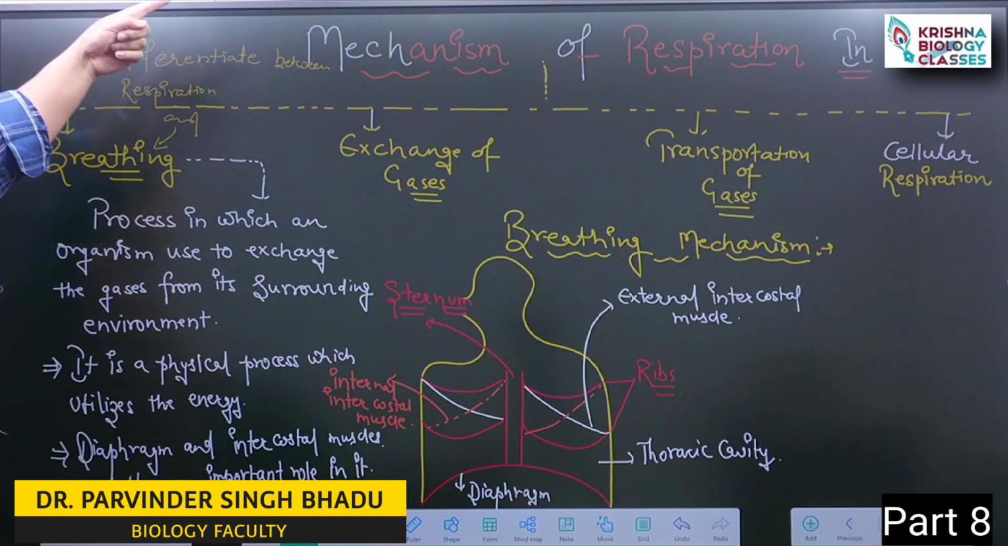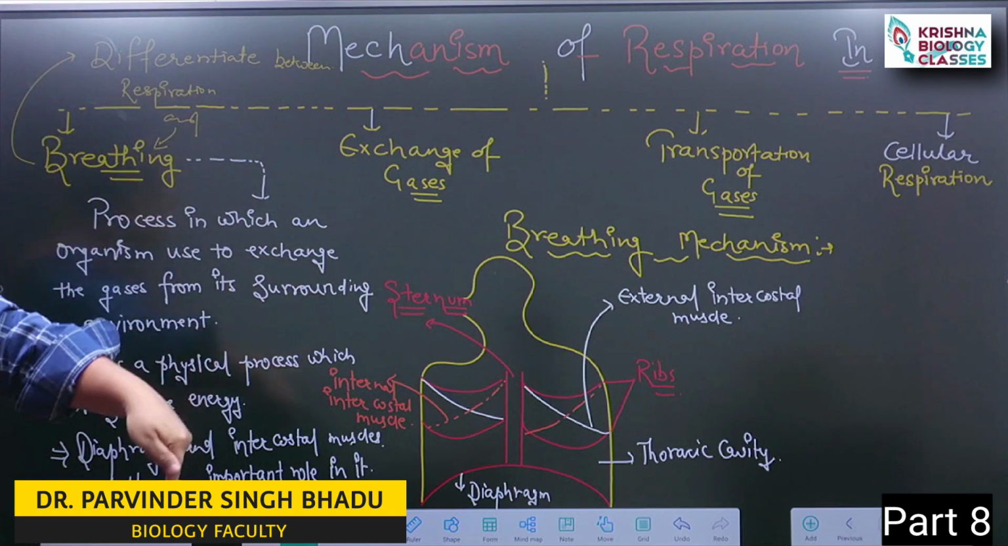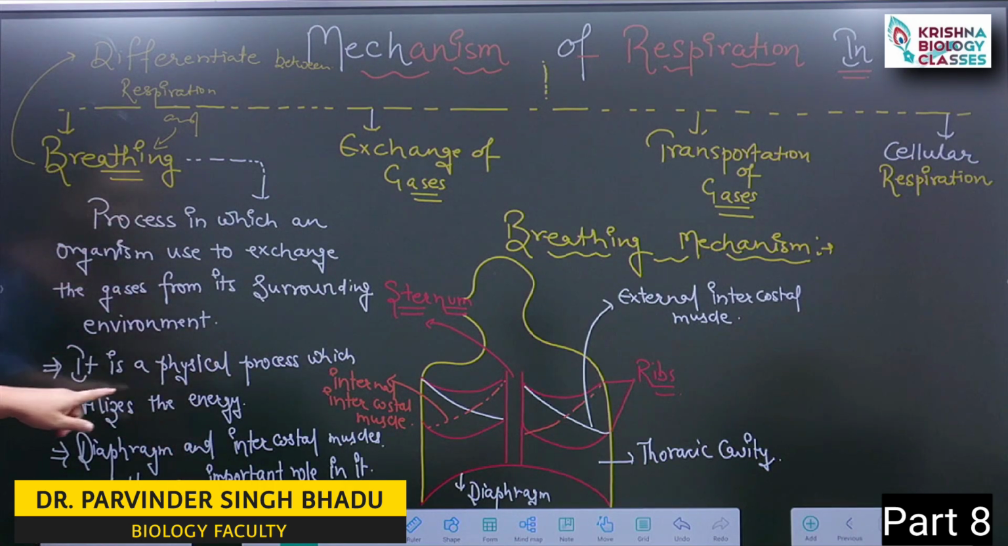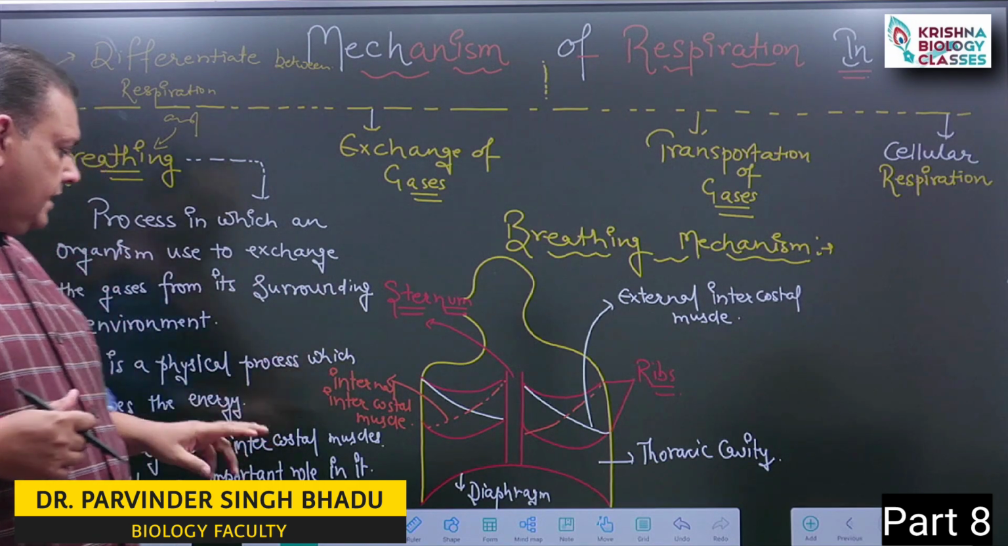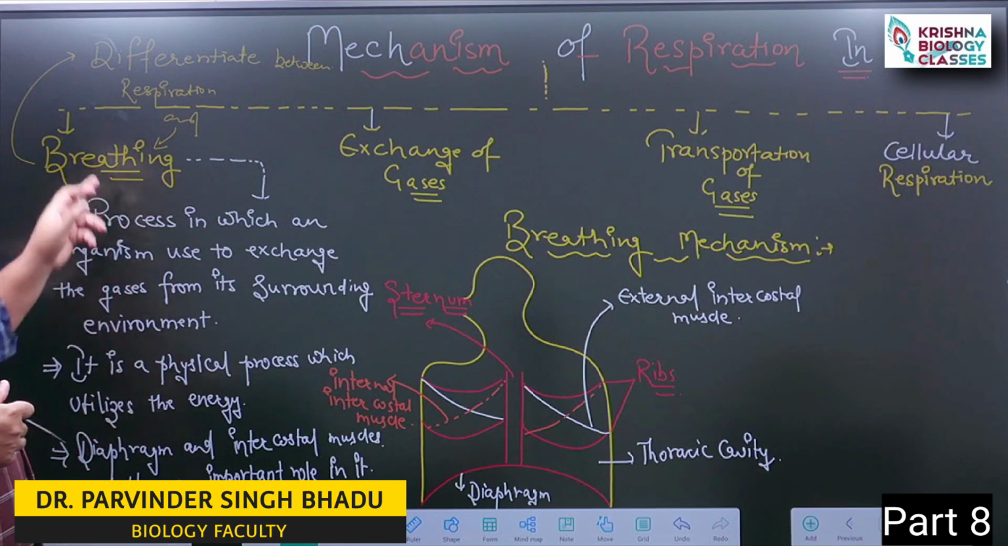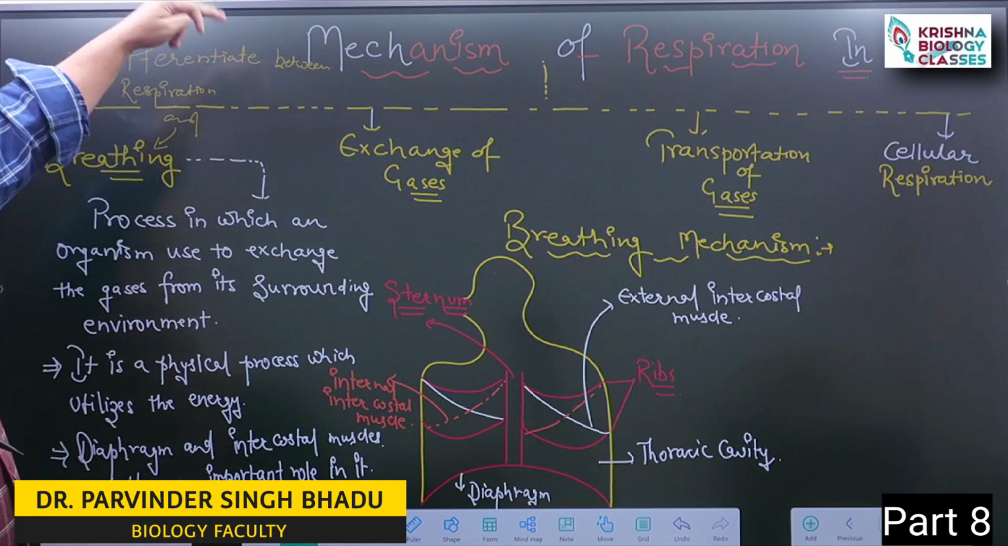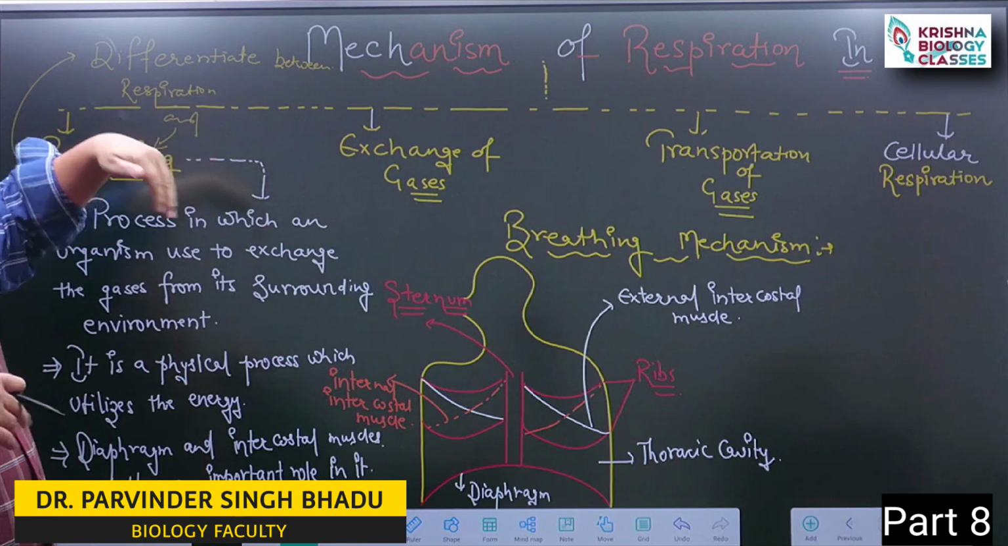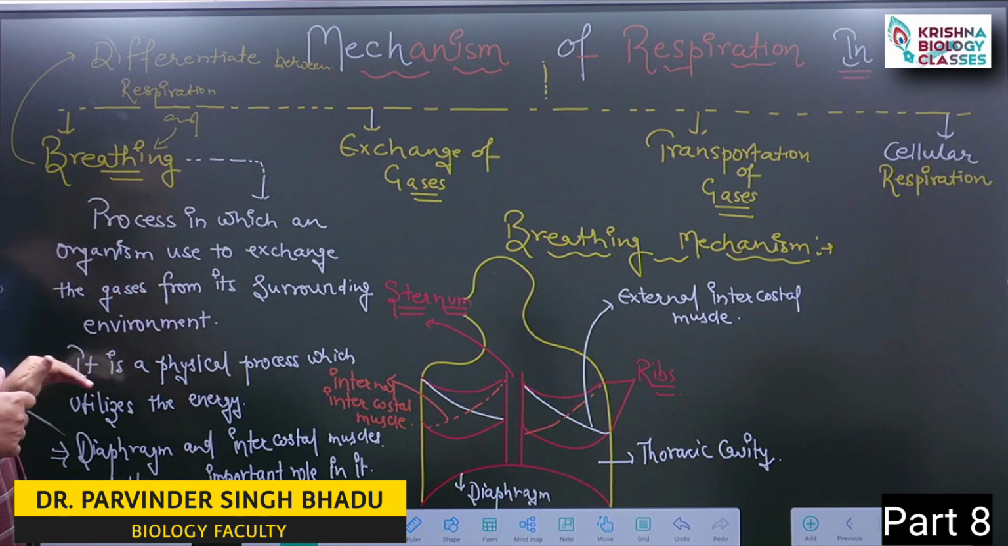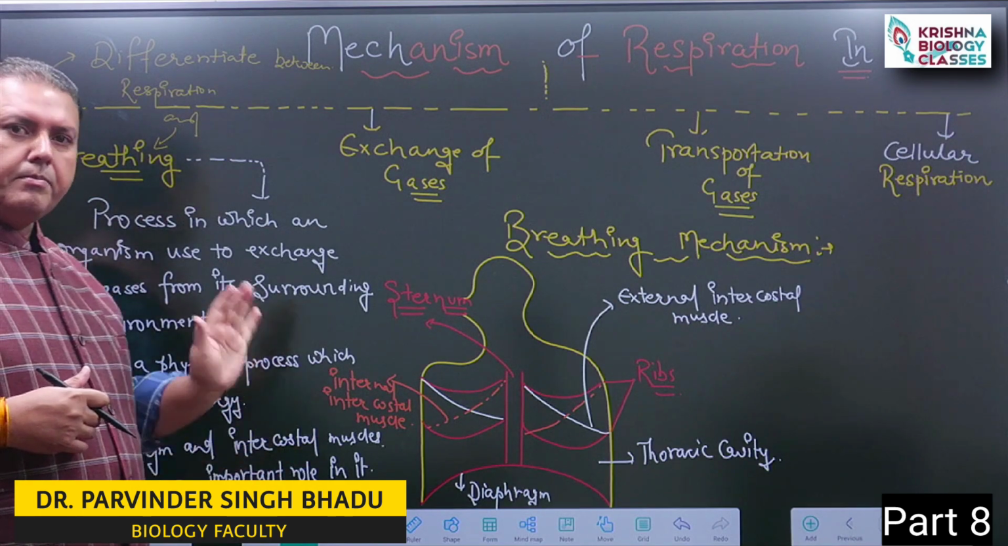So respiration is a biochemical process which takes place inside the cells, whereas breathing is a physical process in which we used to exchange the gases from our surrounding environment. It is a physical process and it utilizes the energy because muscles are involving in this process. So during the functioning of those muscles, they used to utilize the energy. So in respiration, when we used to talk about the respiration inside the cells, it used to release the energy, whereas breathing used to utilize the energy. Diaphragm and intercostal muscles plays important role in breathing.